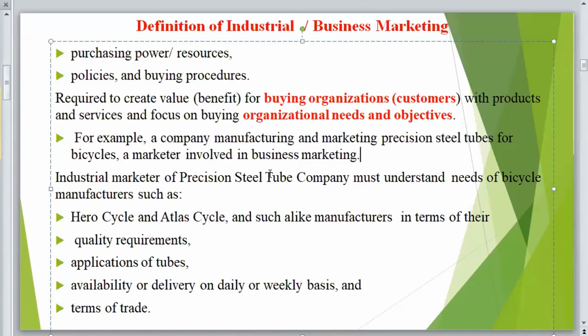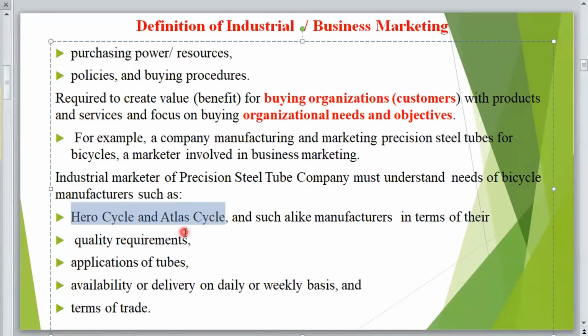This is an example. A company manufactures and markets precision steel tube for bicycles, and a marketer is involved in marketing. First, the marketer should identify the need of the company and the objective of the company. This company's customer would be a bicycle manufacturer. There are a number of bicycle manufacturers.